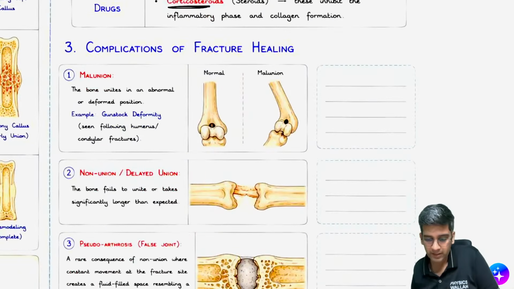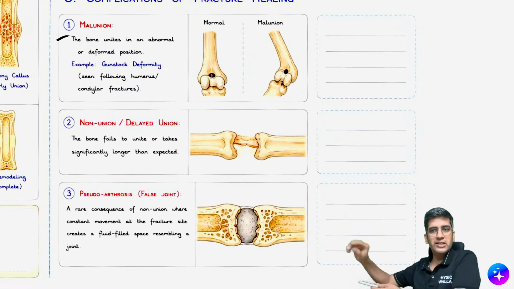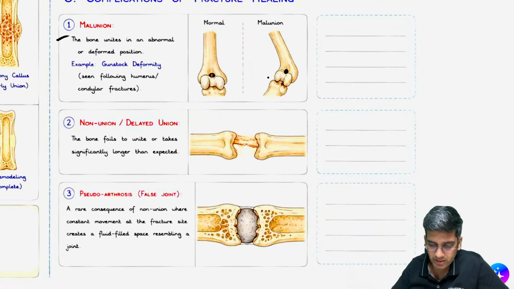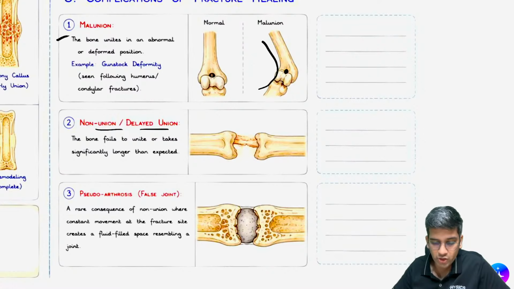Complications of fracture healing, right? Fracture healing complications, you must have seen them in orthopedic posting. Malunion, one of the important things is gunstock deformity. You must have seen the supracondylar fracture not uniting properly. Normally, if it unites here, it unites like this, malunion. That's important. Second, non-union or delayed union.